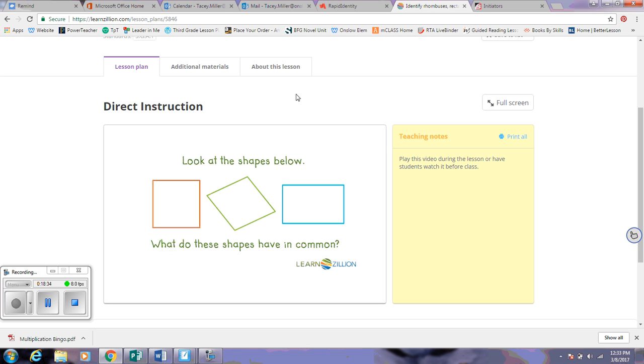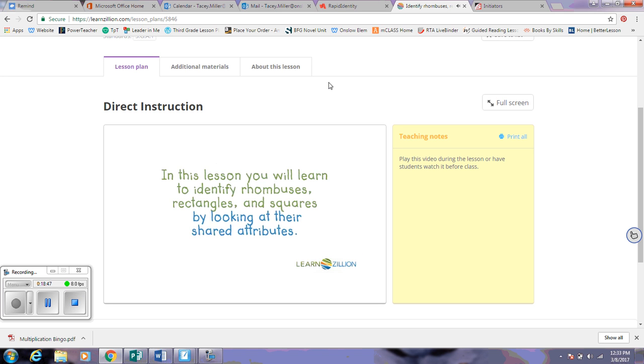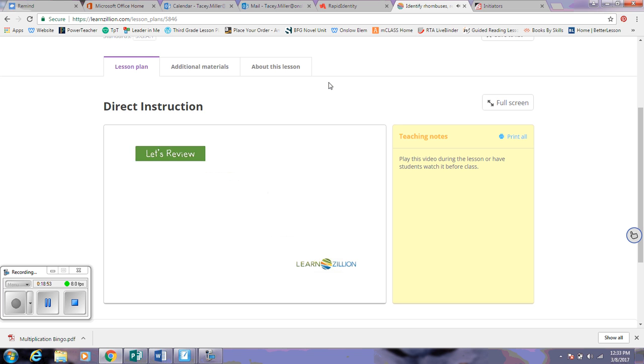I want to know what all three shapes have in common. All three shapes are quadrilaterals. They have those four sides and four corners. Anything else? In this lesson, you will learn to identify rhombuses, rectangles, and squares by looking at their shared attributes.